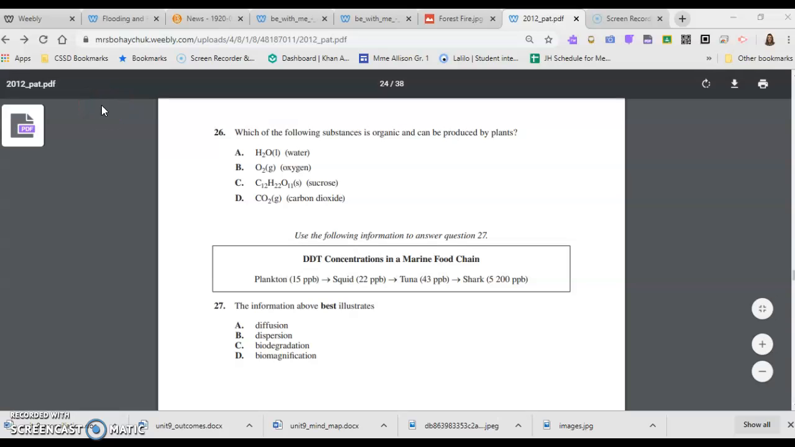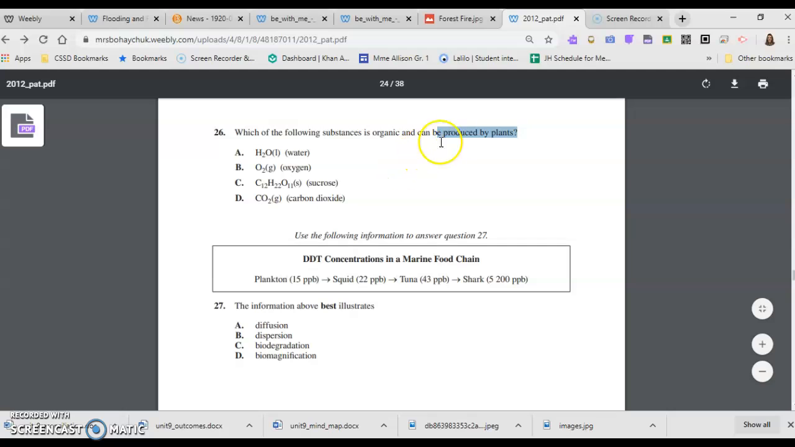We're on the 2012 PAT practice questions, Unit C, Environmental Chemistry, number 26. Which of the following substances is organic? So we're looking for something that has carbon in it and can be produced by plants. Water? Nope. Oxygen? Produced by plants, but not organic.